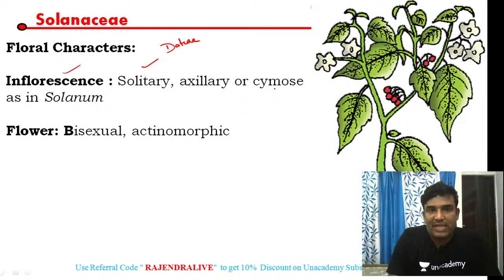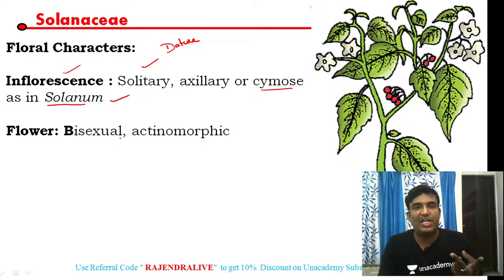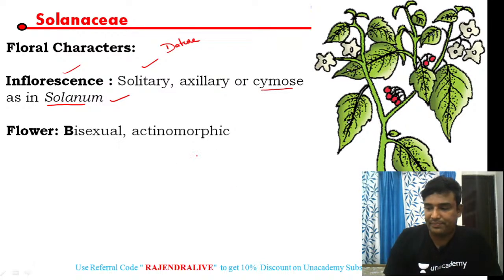Similarly, cymose type of inflorescence is present in Solanum. Solanum is the best example exhibiting the cymose type of inflorescence. We already know that there are two types of inflorescence, racemose and cymose. The majority of the Solanaceae members include Solanum, and the Solanum genus members show cymose inflorescence.